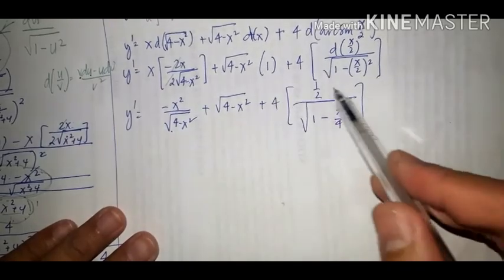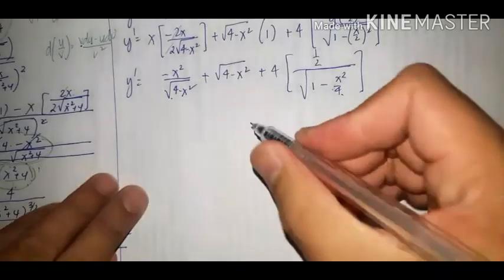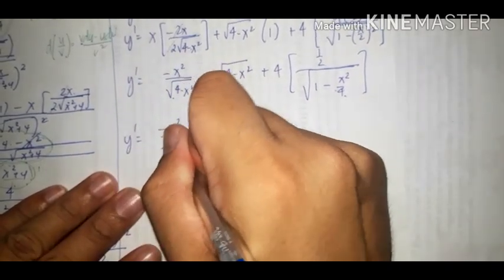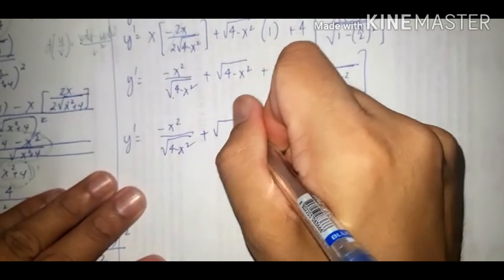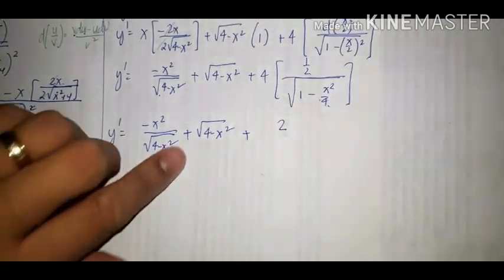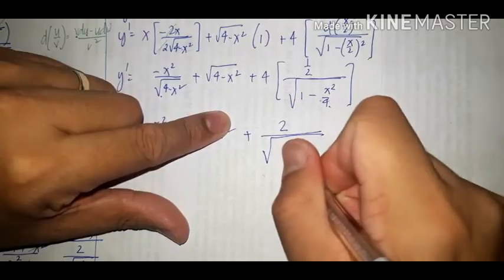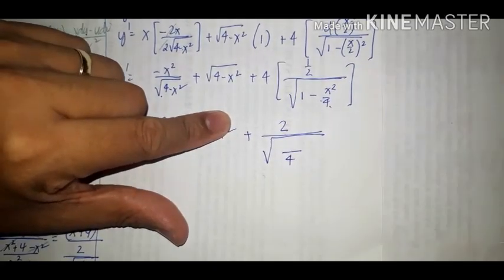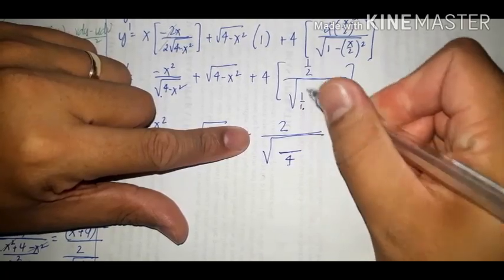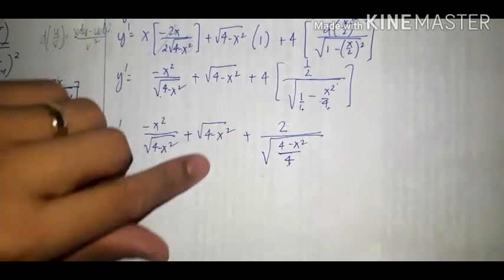So, simplifying this denominator first. So, magiging, ang LCD mo ay 4. So, y prime there is negative x squared over square root of 4 minus x squared plus square root of 4 minus x squared plus 2 because 4 times 1 half is 2 over that denominator na ang LCD natin ay 4. So, may over 1. 4 divided by 1 is 4 times 1 is 4. 4 divided by 4 is 1 times x squared is negative x squared.